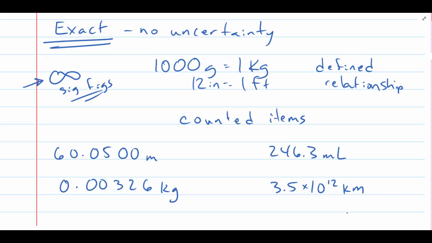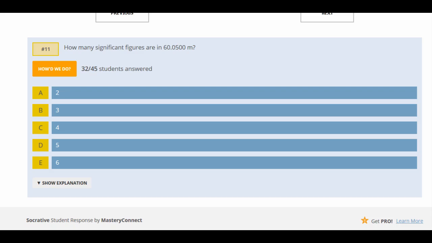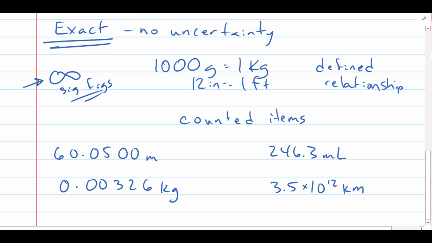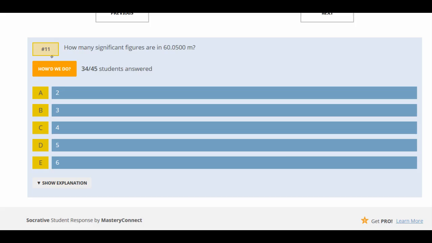We'll give you about 15 more seconds on the first one. So we'll count down. 5, 4, 3, 2, 1. There are 6 significant figures because those zeros over here are called trailing zeros. Trailing zeros do count. There are 6 significant figures.